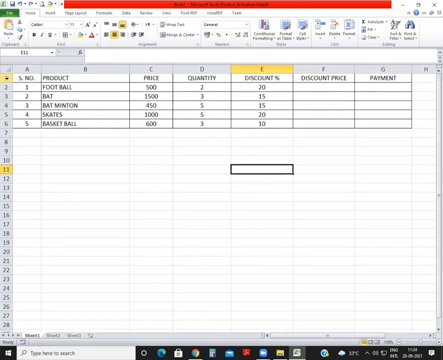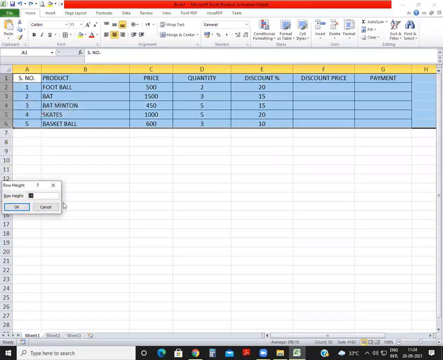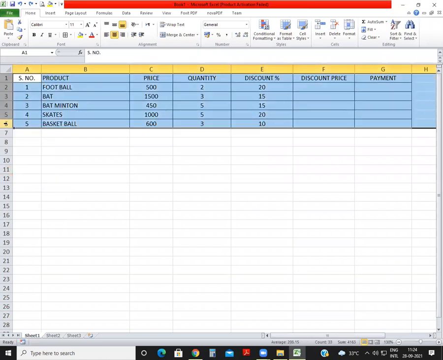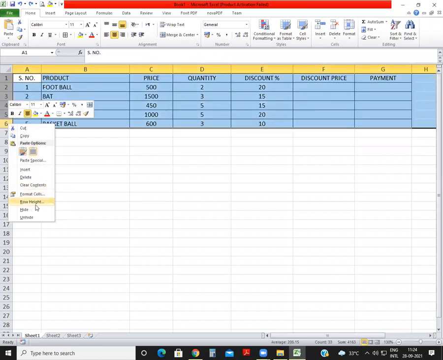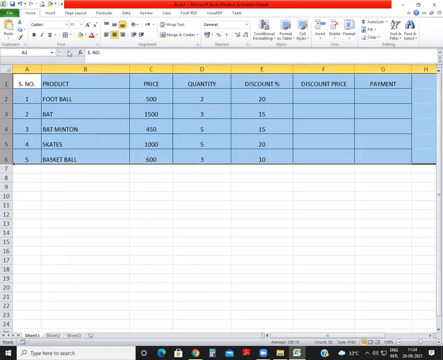Otherwise, you have the option to select all together, right click, and apply the row height. By default the size is 15. So select all of that, right click, and choose the option row height. Click here and apply, suppose, 25. So it will look like that.